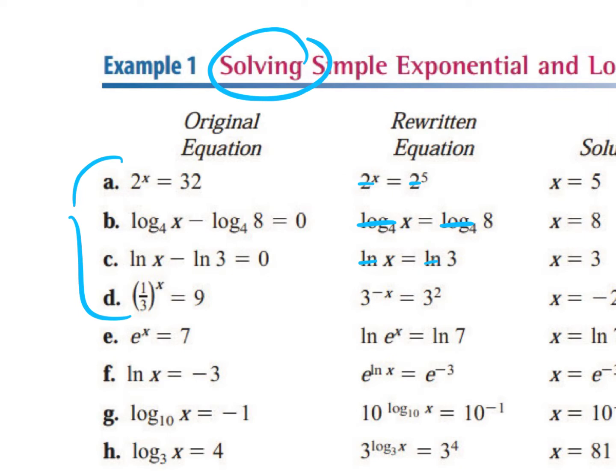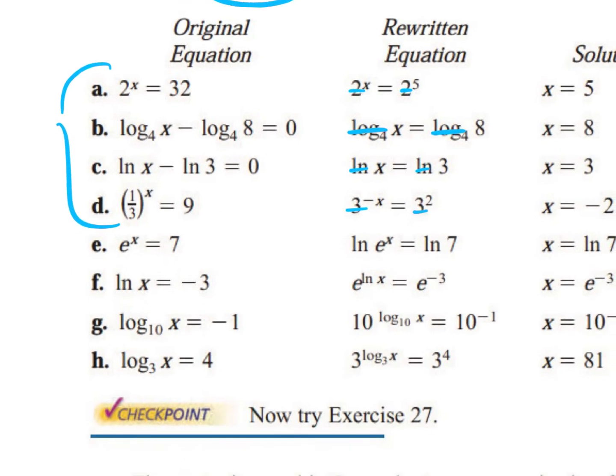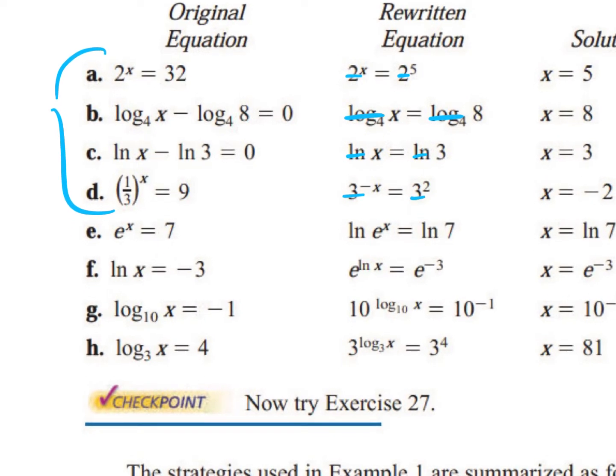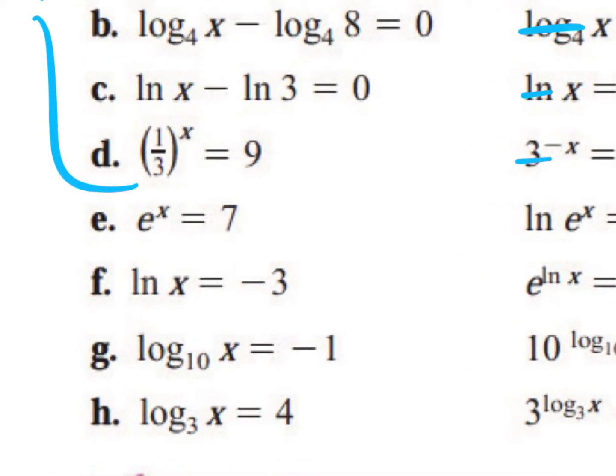And then same thing with D. The same base, you cancel them out and just set the exponents equal to each other. So these we've done before. E through H, the second 4, deal with the inverse property. So if our x is in the exponent, we would have to either take the log or the ln of both sides to get it out of the exponent.